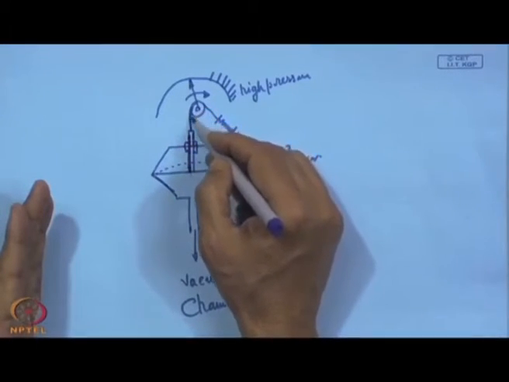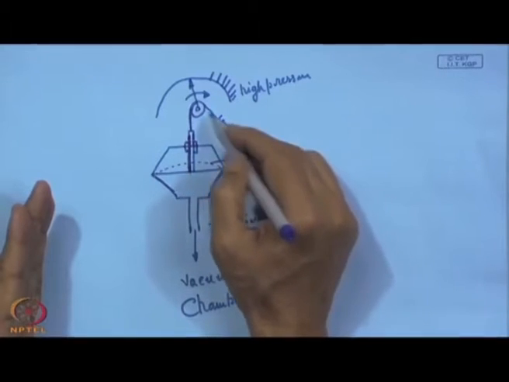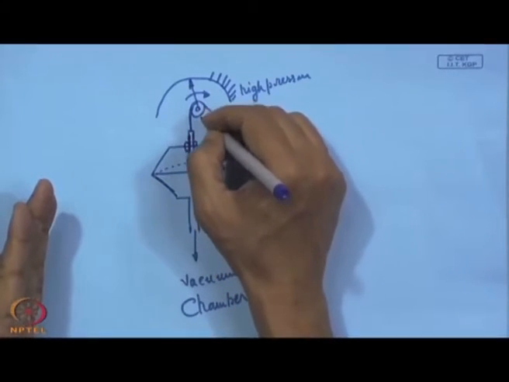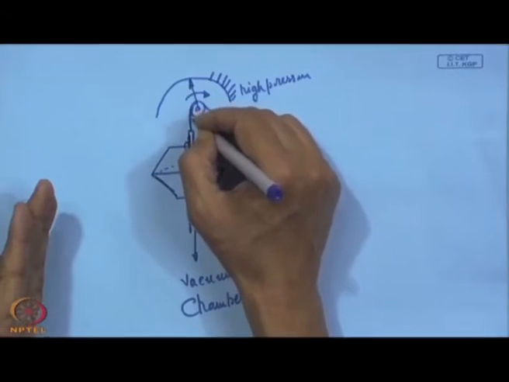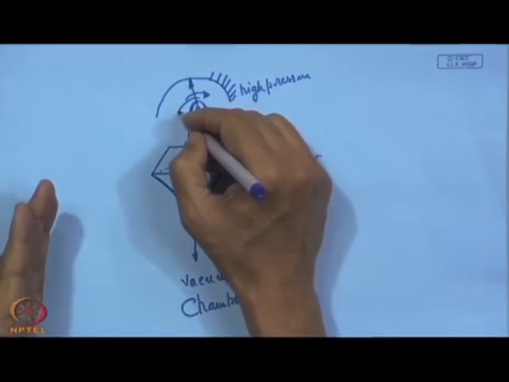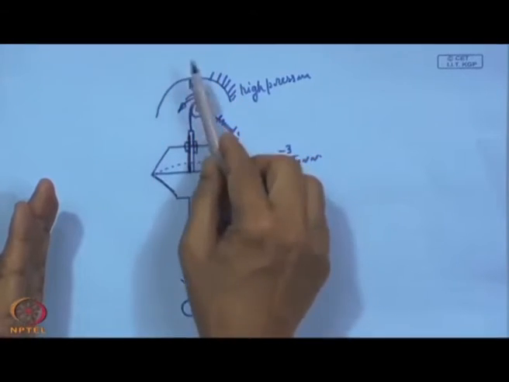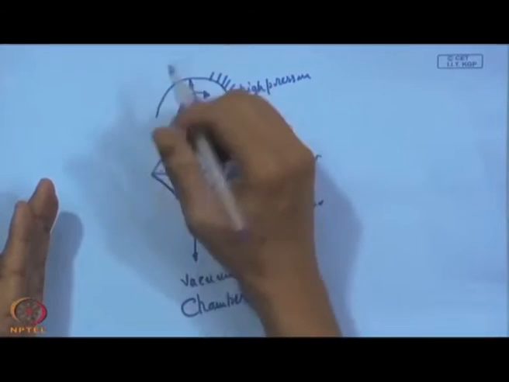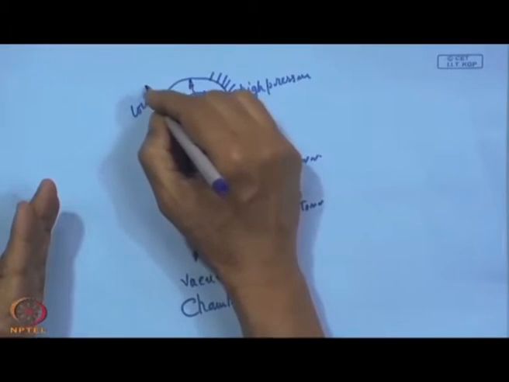So, the string will be pulled and it will be under tension. As a result of that, this pulley will move, because the string is passing over this pulley, and that is why this gauge will move and the pointer will move in this direction, which also indicates low pressure.